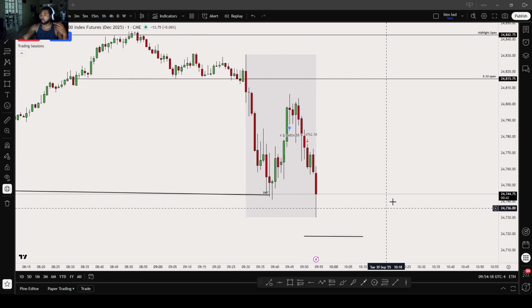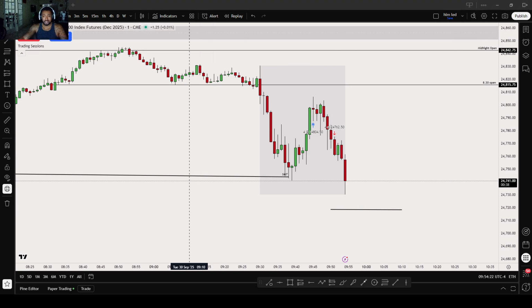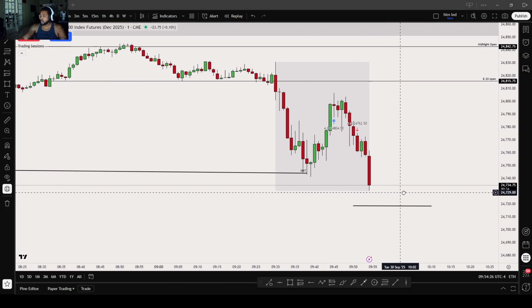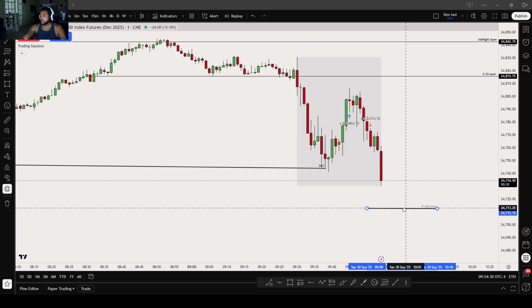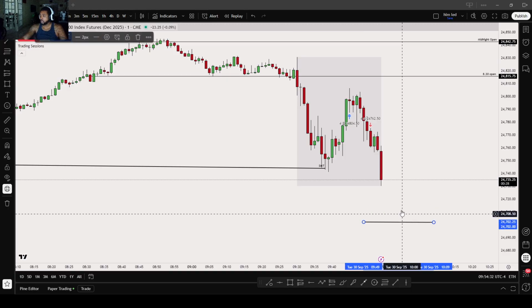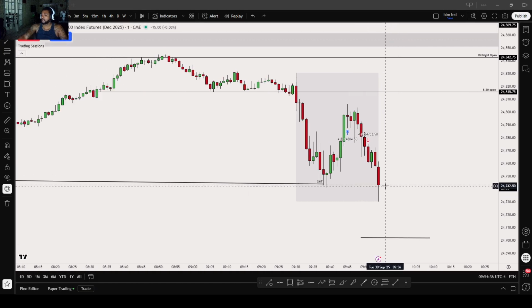So we went lower right here. It just swept out these lows, creating another SMT. That's probably what it was waiting on. It looked like it was waiting on the macro time. So we get another sweep. Let's see if we can get some bullish order flow outside of this.